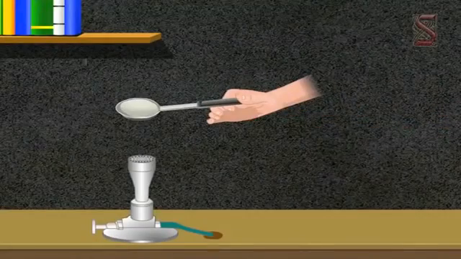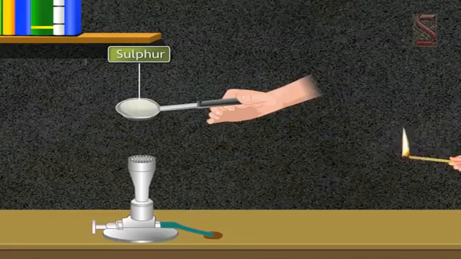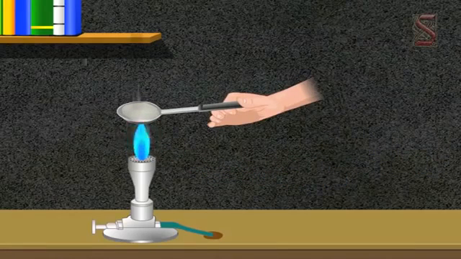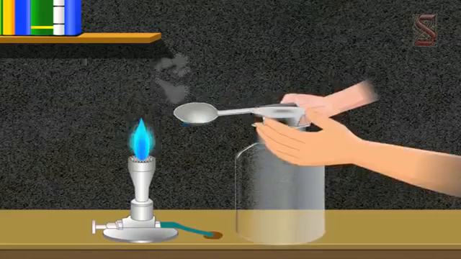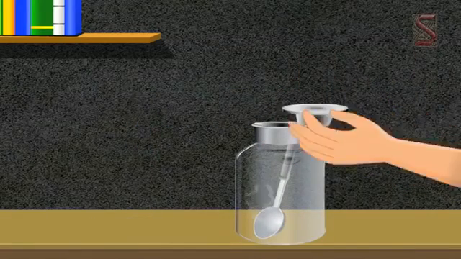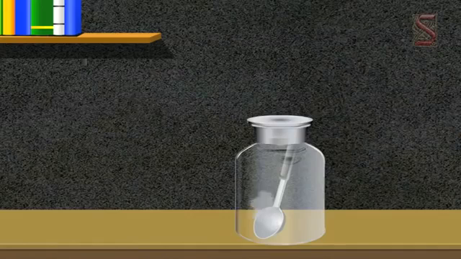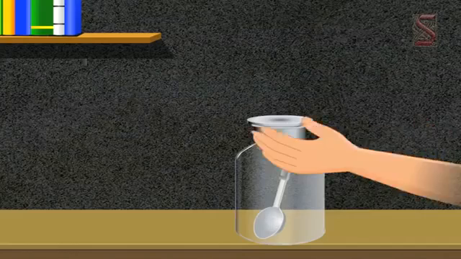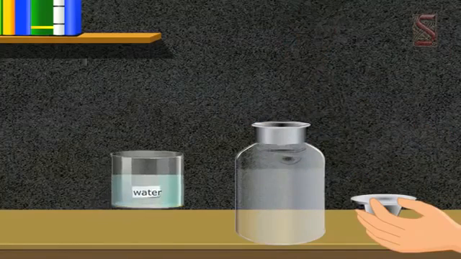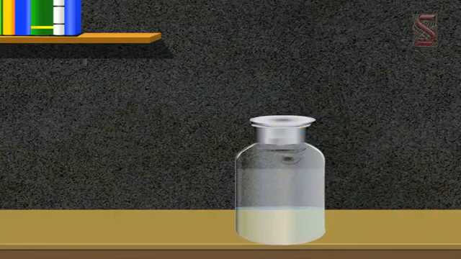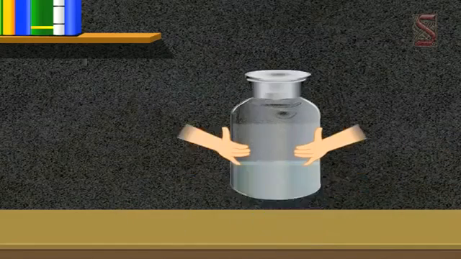Take a small amount of sulfur in a deflagrating spoon and heat it. As soon as the sulfur starts burning, introduce the spoon into a gas jar. Then cover the jar with a lid. To ensure that the produced sulfur dioxide gas does not escape, remove the spoon after some time. Add a small quantity of water into the gas jar and quickly replace the lid. Shake the gas jar well.